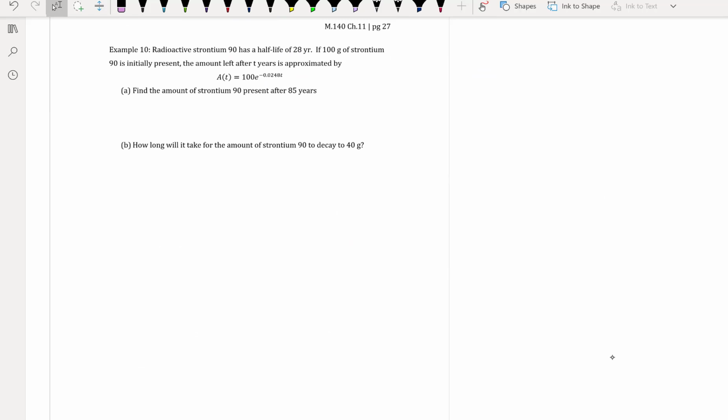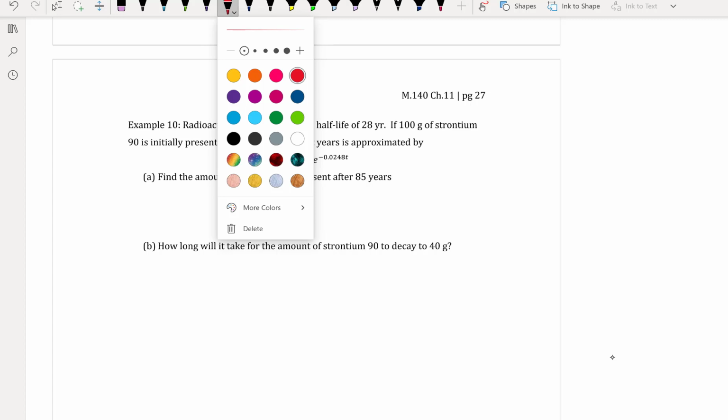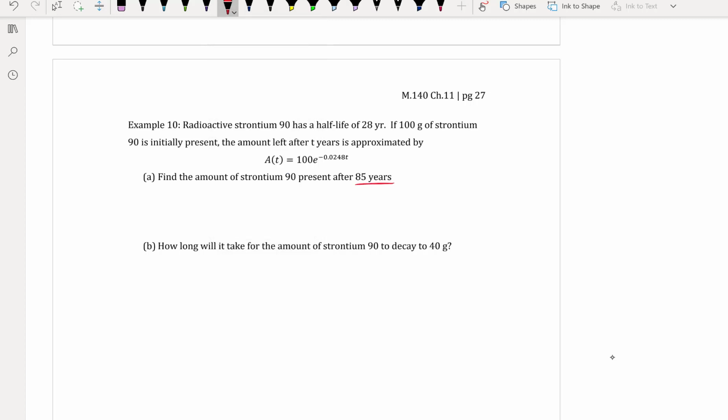So we have our next example, example number 10. So this is about half-life. So it says radioactive strontium-90 has a half-life of 28 years. If 100 grams of strontium-90 is initially present, the amount left after t years is approximated by this function, A of t. Find the amount present after 85 years. So here we have our years. So our years is given to you by t. So t is equal to 85. So that is what you're plugging in to your equation.